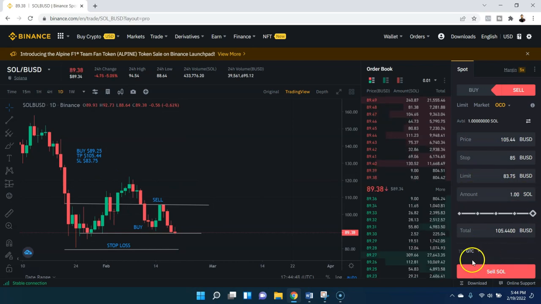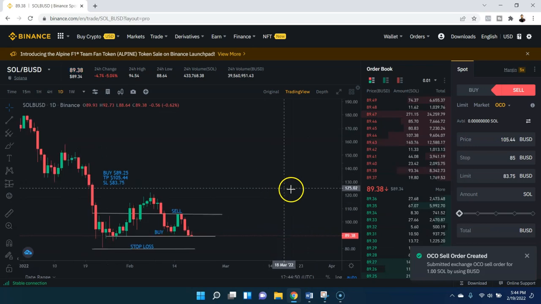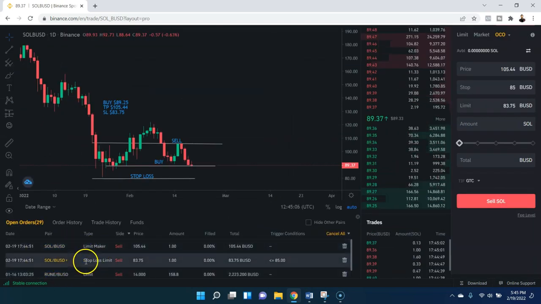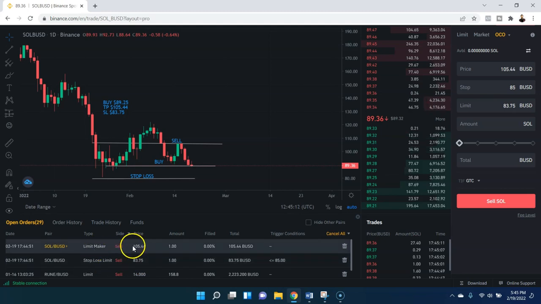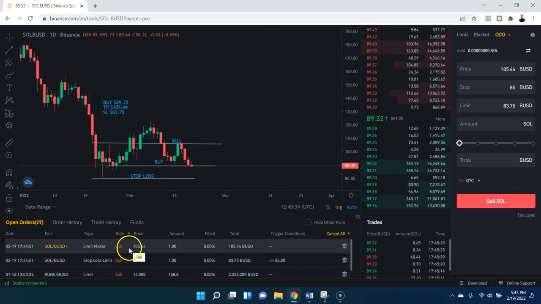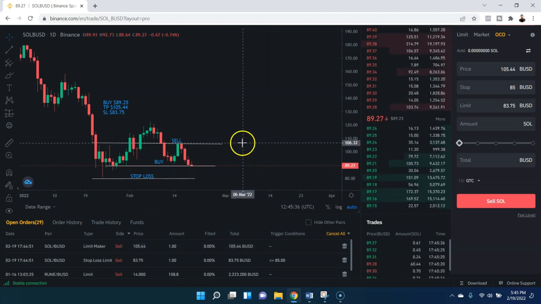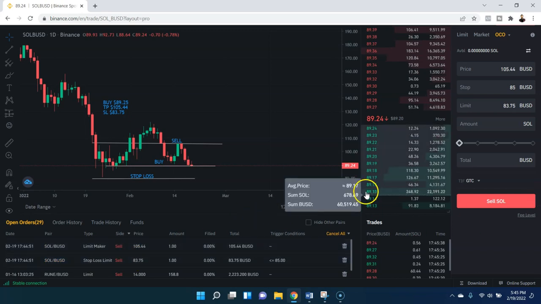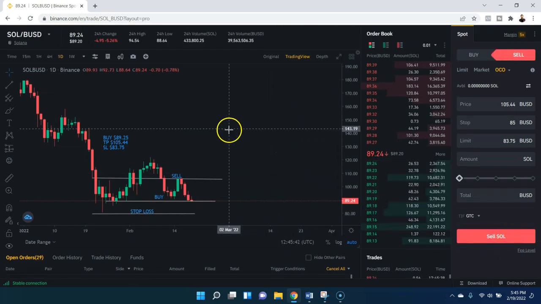Let me show you: when I click on sell, you can see that the OCO order has been created. You can clearly see two orders. This is the stop limit order at 83.75, and this is my take profit order. Whichever order is executed first, you will exit the market with either the take profit or the stop loss. So this is how you can use OCO to set take profits and stop loss simultaneously.